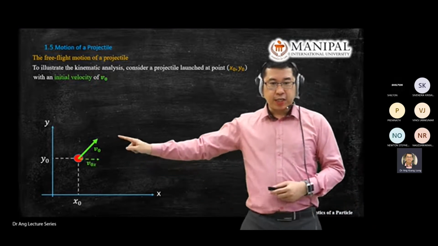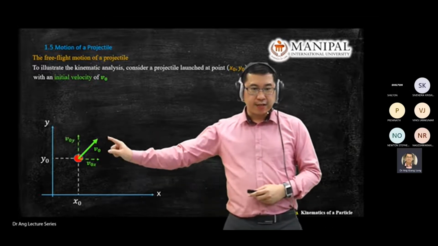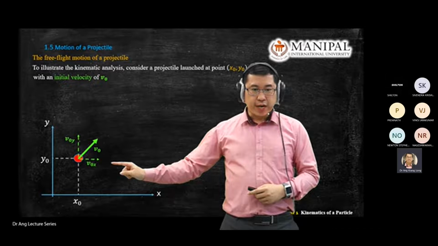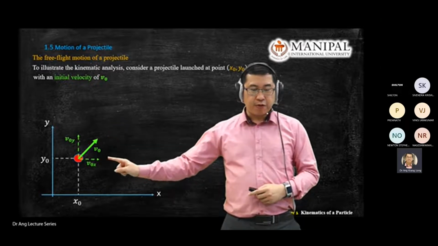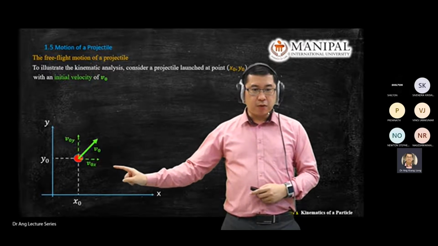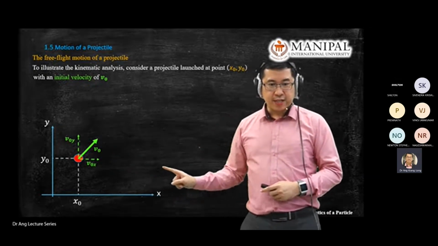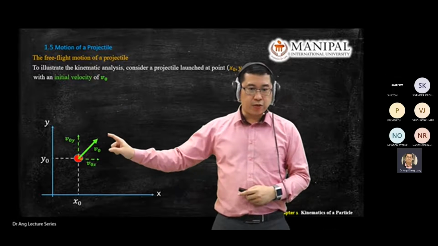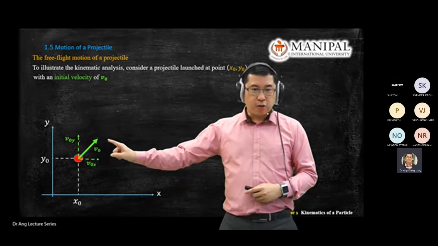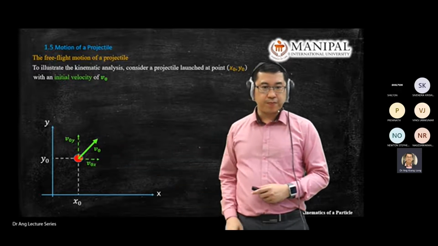And you know that vector, you can expand it to x-axis and y-axis. If you refer to velocity at the x-axis, we use v sub ox, meaning initial velocity in the x direction. For the y-axis, we will use v sub oy to represent the y component of our v0.